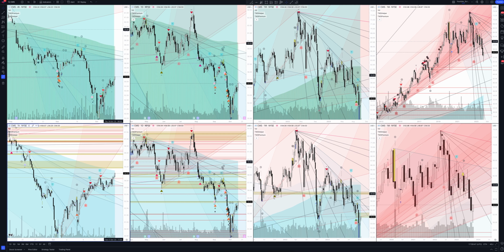Today we will take a look at CMS Energy Corporation stock. Let's analyze the market situation and find out how you can make money on it. Let's start.